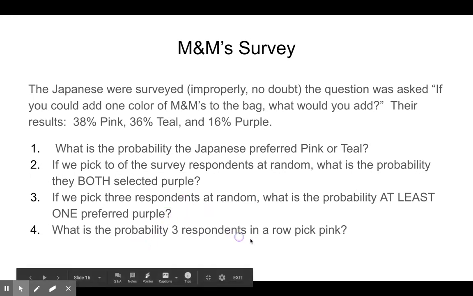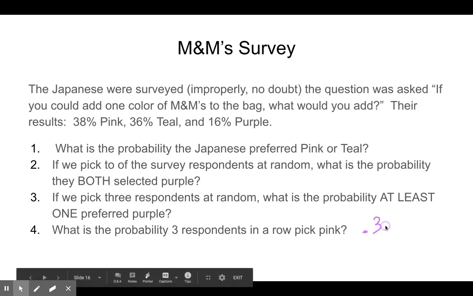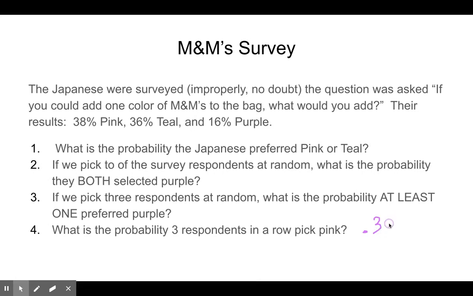All right, last one. What's the probability 3 respondents in a row pick pink? Well, if we would have thought about that earlier, that might have helped us with the last problem a little bit, but all pink. Well, I think I was doing purple before because I used 0.16. Oh, they said purple on part 3. Never mind, so I was all right.